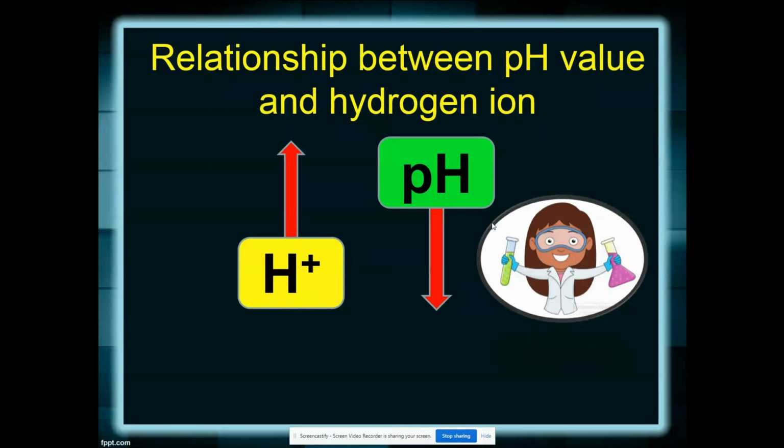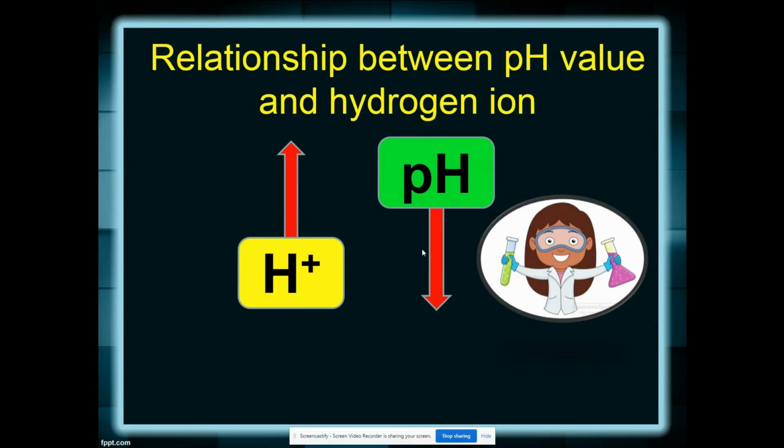One is pH value is 1, another one is pH value is 5. So you must know the relationship between the pH value and the concentration of hydrogen ion. As you can see the arrow here, you must understand that as the concentration of hydrogen ion increases, the pH value decreases. Now I want you to relate to the strength of acid which you have learned earlier.